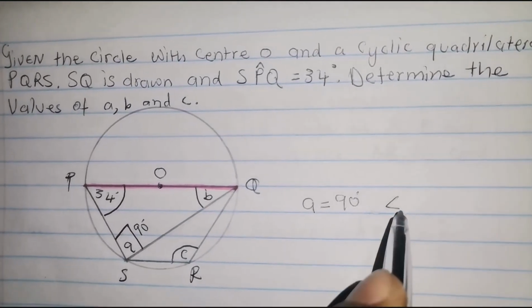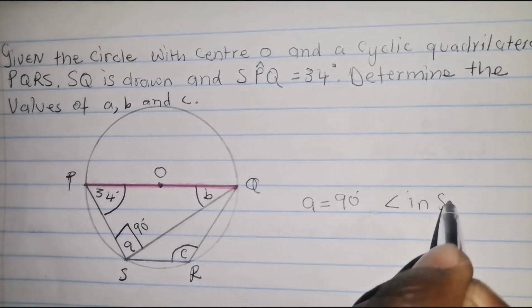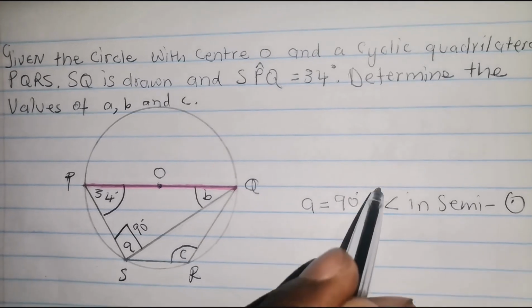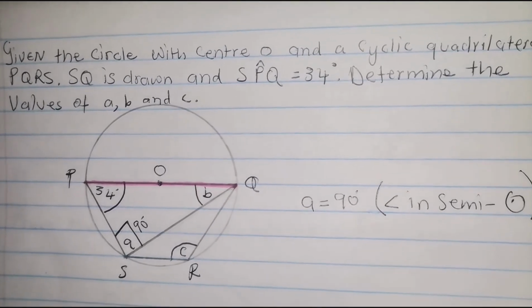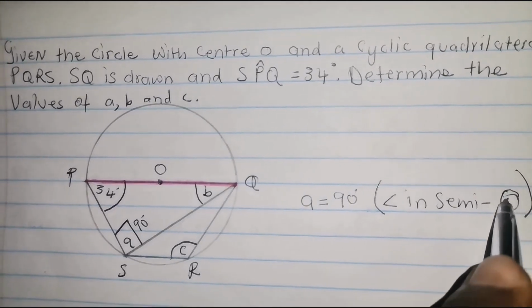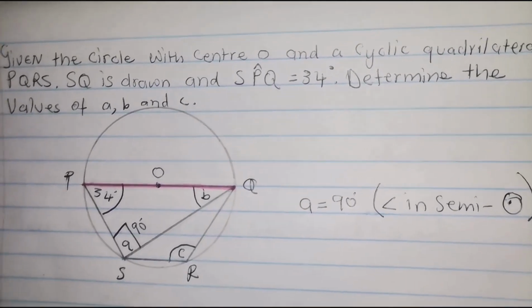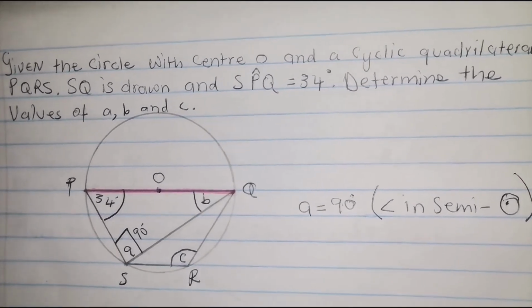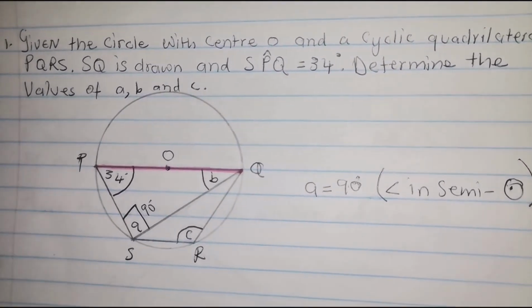Reason: angle in semicircle. I'm not sure, guys, how you write it. I just write it in full. Angle in semicircle. Due to time, I'm not able to write semicircle in full, but you can write it in full if there's a need. Yes. Then how do I find my B?